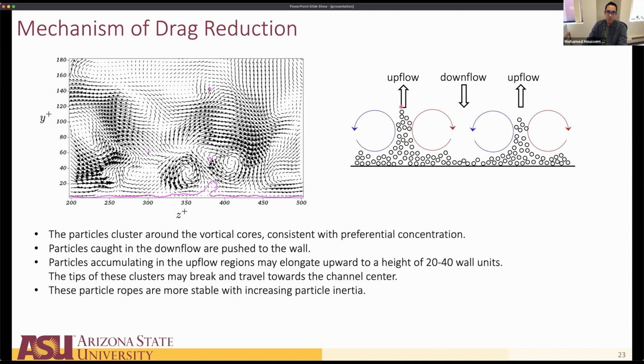Whether these ropes are stable or not depends really on the particle inertia. So we're finding that with Stokes 30, these ropes are stable, but with Stokes 6, they're not. They're basically destroyed by the turbulence because the particles are less inertial than at Stokes 30. So drag reduction does look dependent on whether we get these particle ropes or not. And there does seem to be a critical Stokes number for which we do get drag reduction.